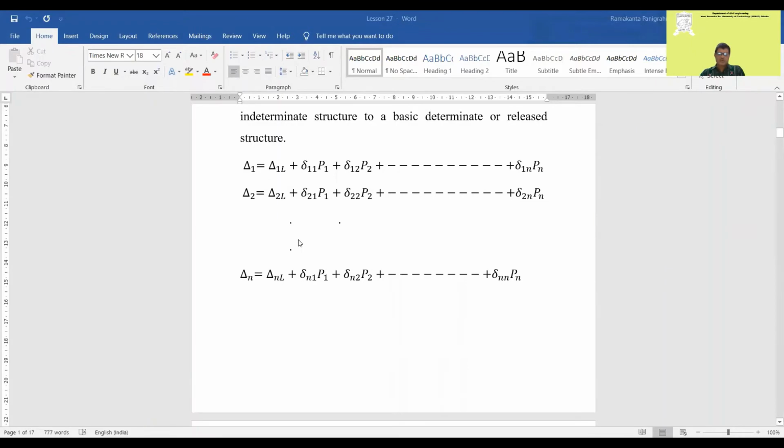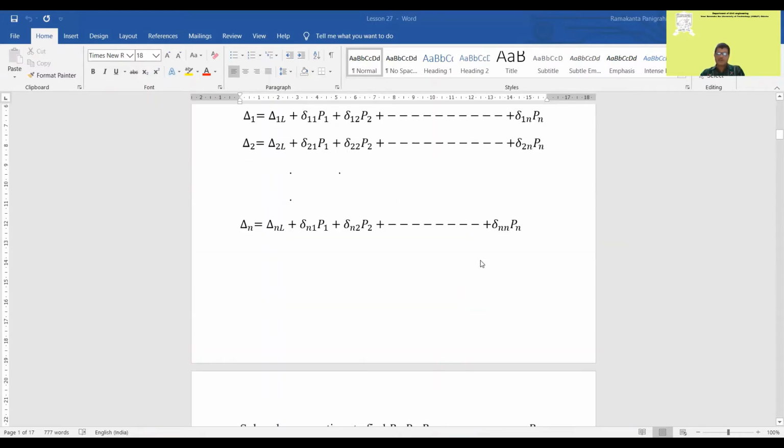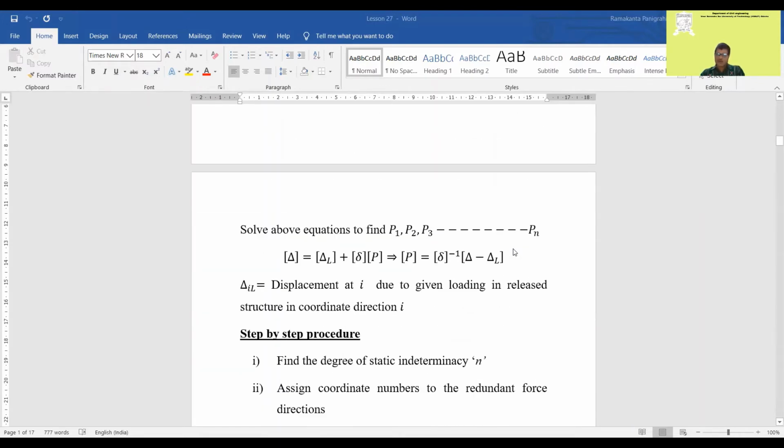Now, these are the n number of symmetric equations. Now solve the above equation to find P1, P2, P3. So what to find out? You have to find out P1, P2, P3. P1, P2, P3 are the redundant forces that you have identified initially. So suppose you have 5 unknowns, you are able to find 2 unknowns. The other 3 can be solved by the static equilibrium, by the equations of statics.